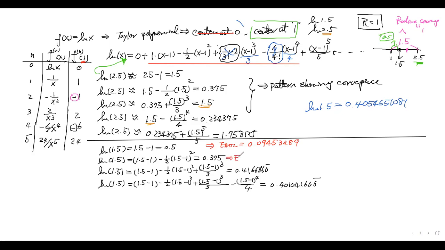Let's take a look at the error term here. If I only use 2 terms, what is the error term? You use this 0.375 minus the natural log of 1.5, and you will get 0.0304651.